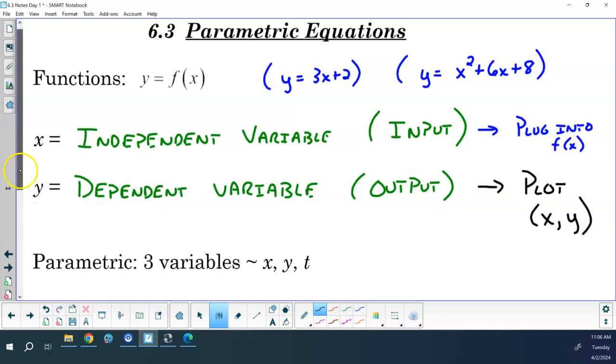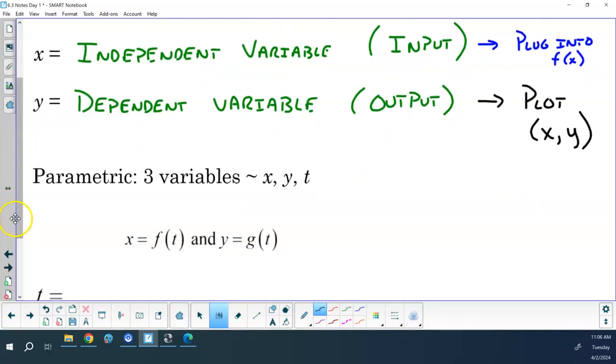Okay? It also has two functions. These are different. Actually, hold on. Say it this way. The function for X is different than the function for Y. They are two distinct functions. Okay?